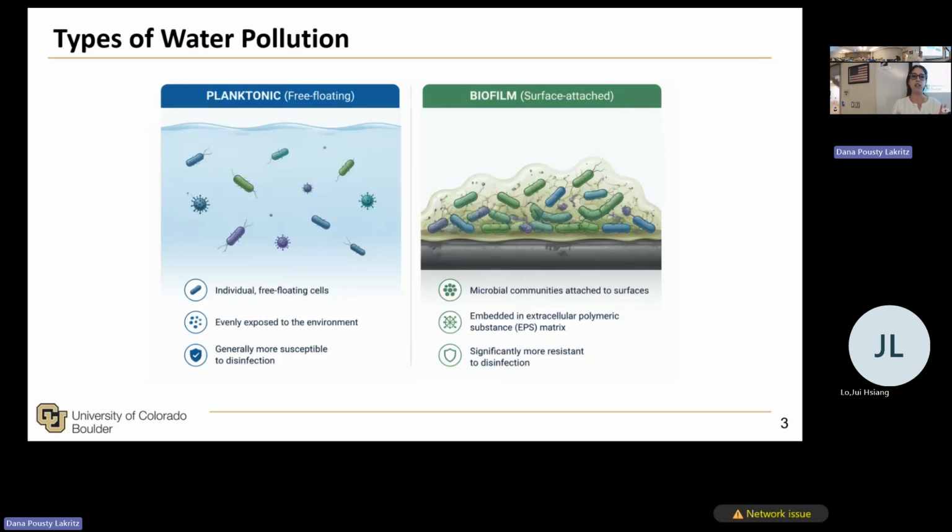In this presentation, I will divide biological contamination into 2 types. Planktonic cells, which are bacteria and viruses that are just floating in the water and living there. And we also have biofilm.